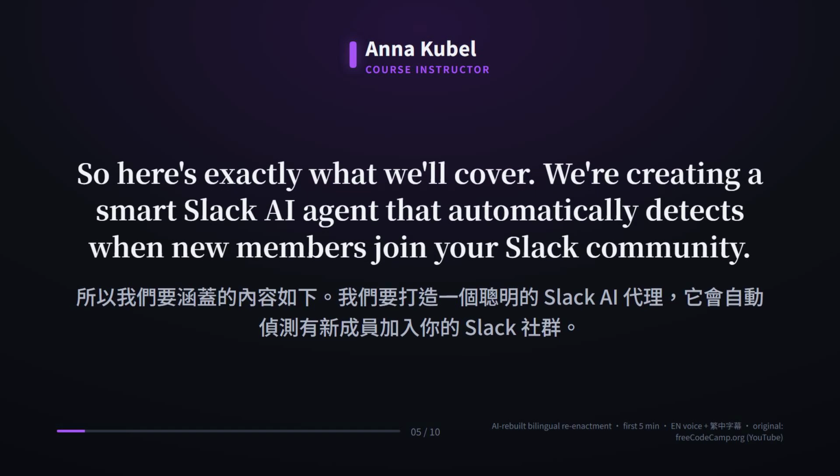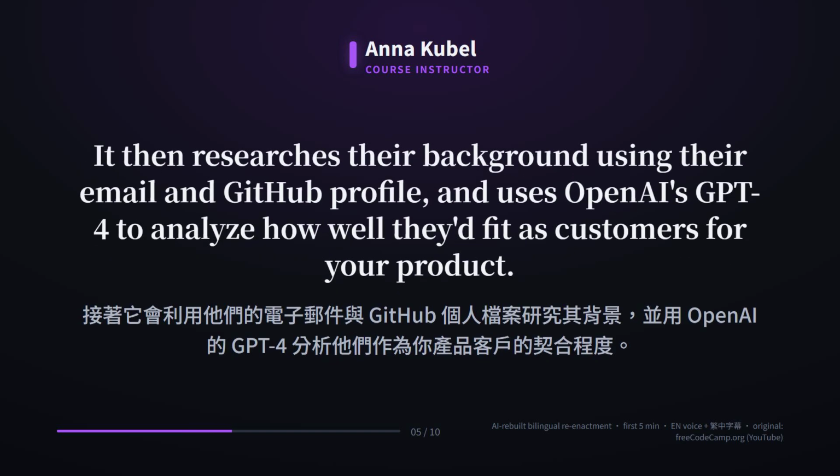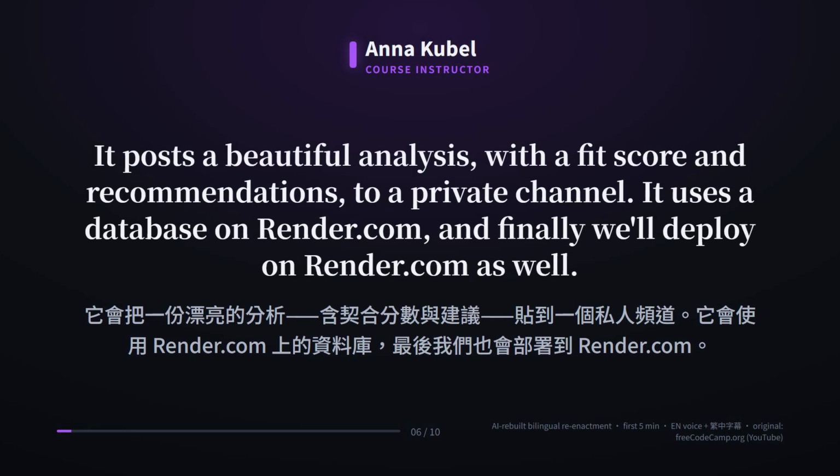So here's exactly what we'll cover. We're creating a smart Slack AI agent that automatically detects when new members join your Slack community. It then researches their background using their email and GitHub profile, and uses OpenAI's GPT-4 to analyze how well they'd fit as customers for your product. It posts a beautiful analysis, with a fit score and recommendations, to a private channel. It uses a database on render.com, and finally will deploy on render.com as well.